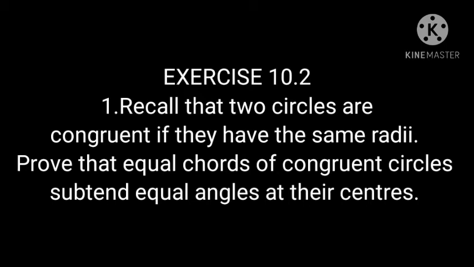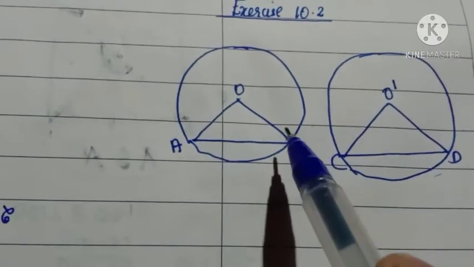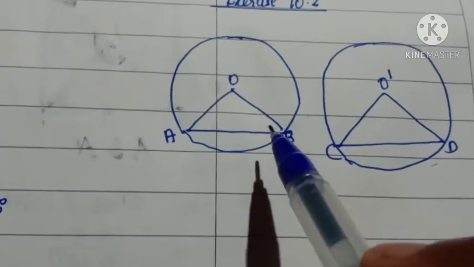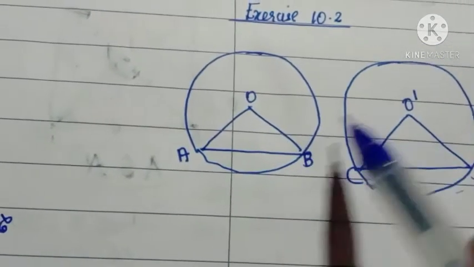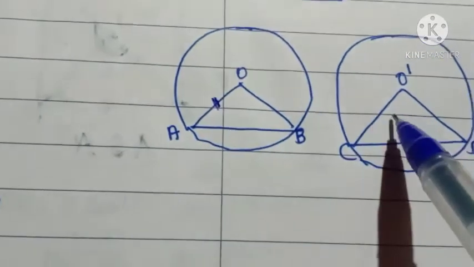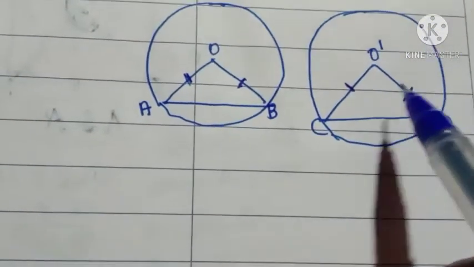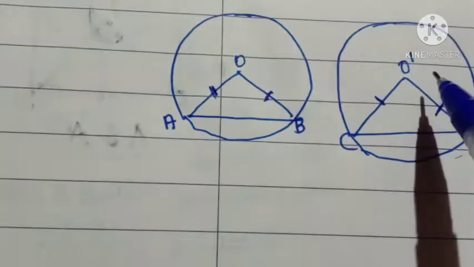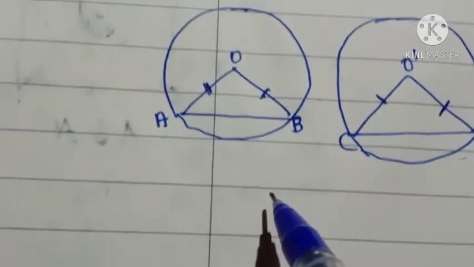Prove that equal chords of congruent circles subtend equal angles at their centers. In the question, it is given that these two circles are congruent. Congruent circles means both circles have the same radius. That is, OA is equal to O dash C, OB is equal to O dash D. It is OA, OB, O dash C, O dash D. All these are same.